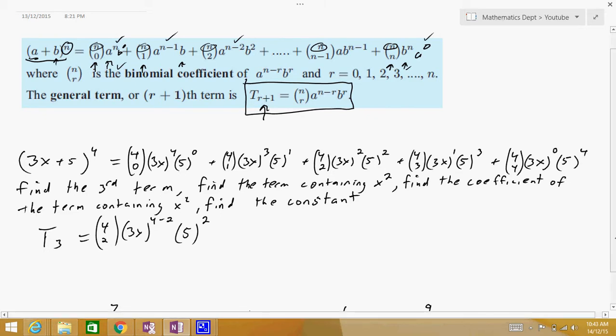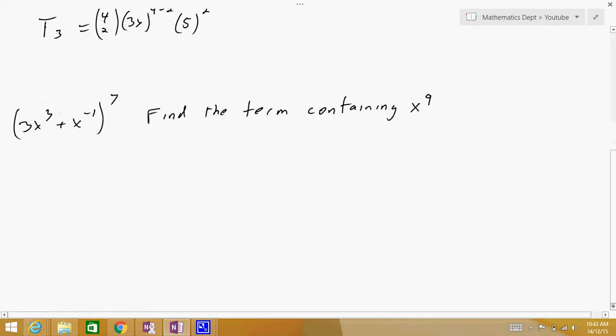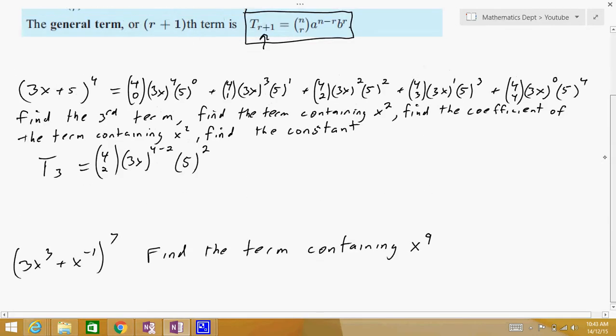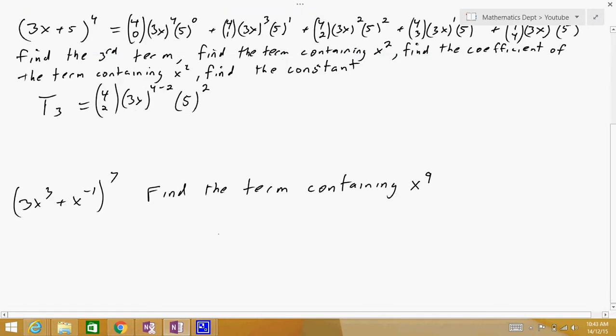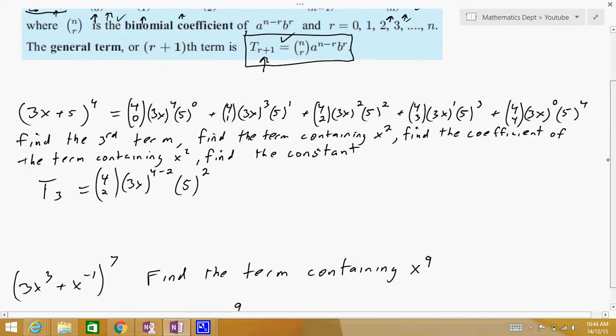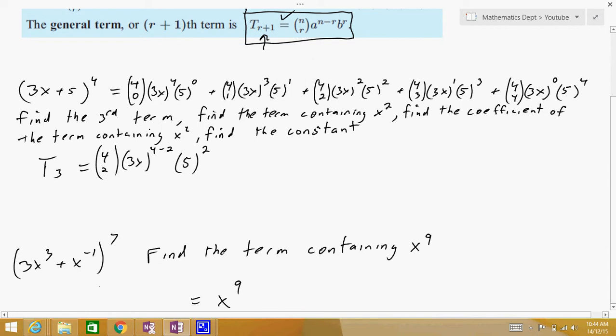If you want a more challenging question, I've seen this on IB, where you have something like this, where you have 3x to the power 3 plus x to the negative 1, all to the power 7, and it wants you to find the term containing x to the power 9. So for this question, what I do is I look at this, and I try to figure out which term would give me x to the power 9. I'm not so concerned about the numbers right now. So I know that n is equal to 7. What I don't know is what r is. So 7 choose r.